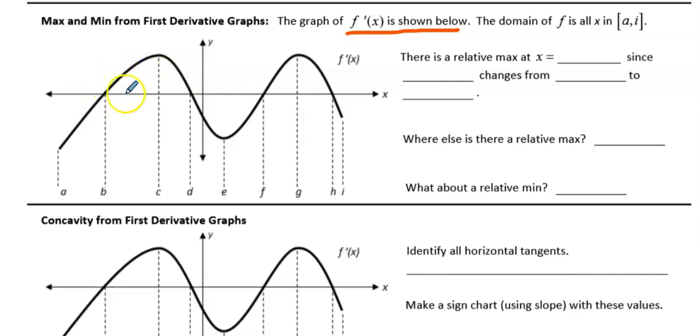So what I want you guys to understand is that there's a relative max at x equals blank. So we talked about that before. So let me really quickly do one thing. I want to show you guys one quick thing here, because not what you see is what you get. Okay, not what you see is what you're going to get.